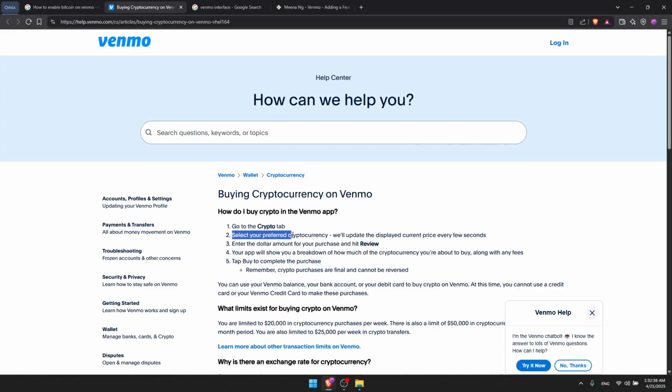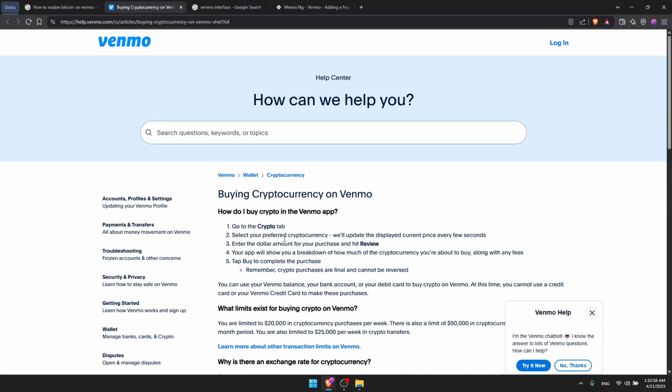Once you do so, select the preferred cryptocurrency. In our case, it's going to be Bitcoin, and they will update the displayed current price every few seconds. So if somehow, which I don't think is possible, Bitcoin crashes from big amounts to $1, you'll be able to see it within a few seconds.